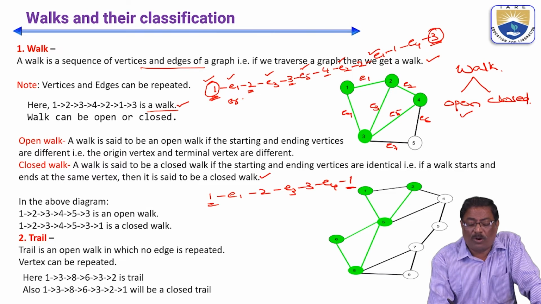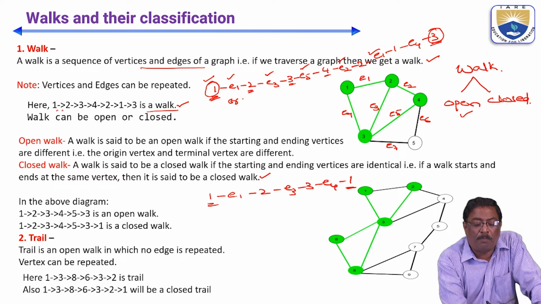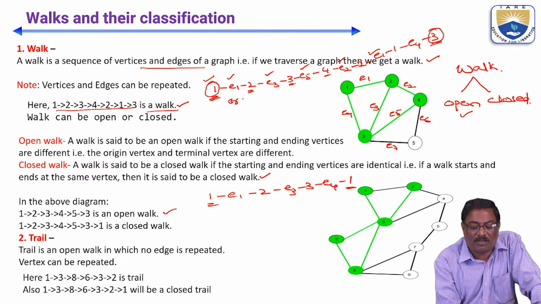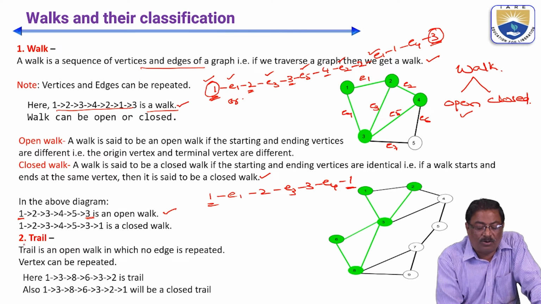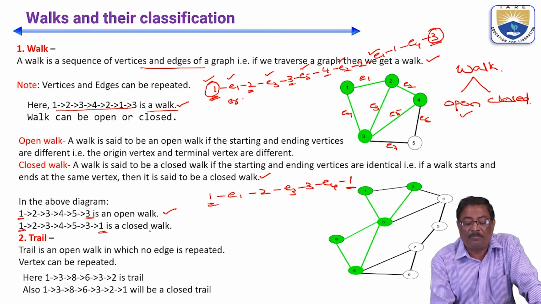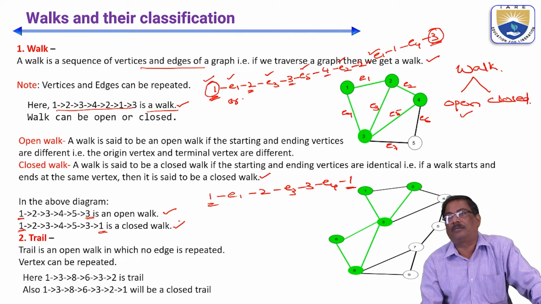Whatever we discussed in the example, the same thing is an open walk. Here, in an open walk, the beginning vertex and ending vertex will not be the same. And a closed walk is where the beginning vertex and ending vertex will be the same. Then we say it is a closed walk.